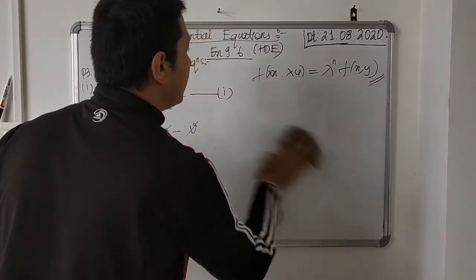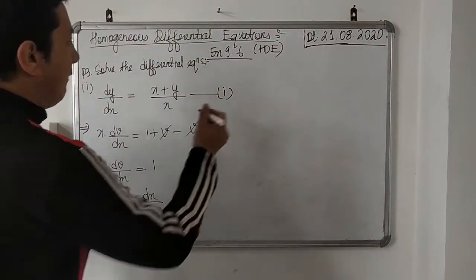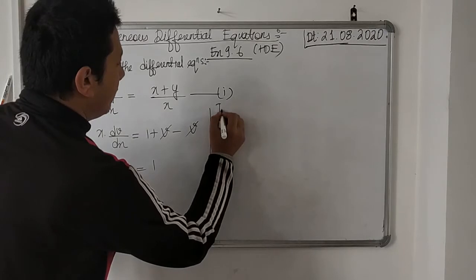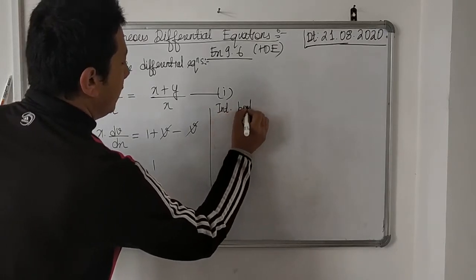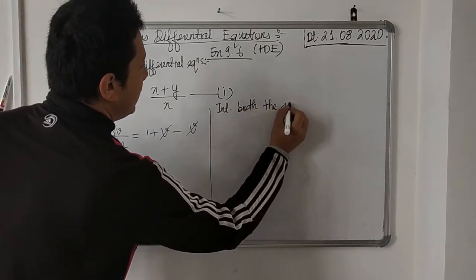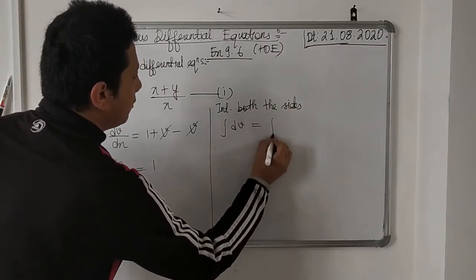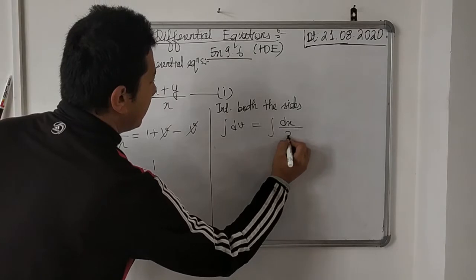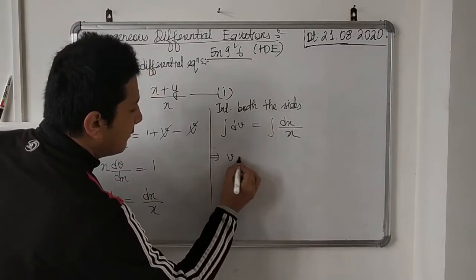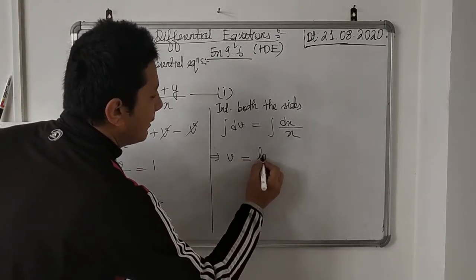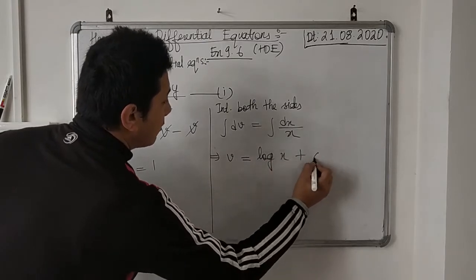Integrate both the sides. So we'll have to write integrating both the sides. So integrating both the sides, we will be getting integration dv is equals to integration dx by x. So integration of dv is v, integration of dx by x is log x and then constant c.